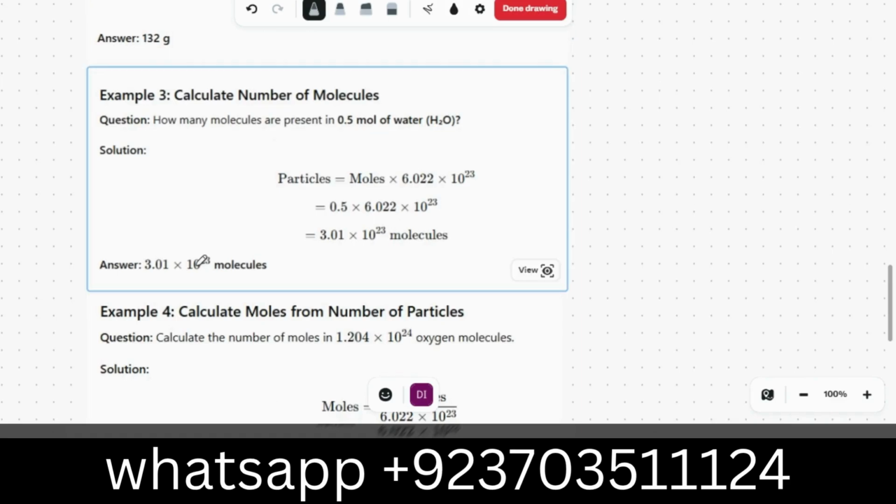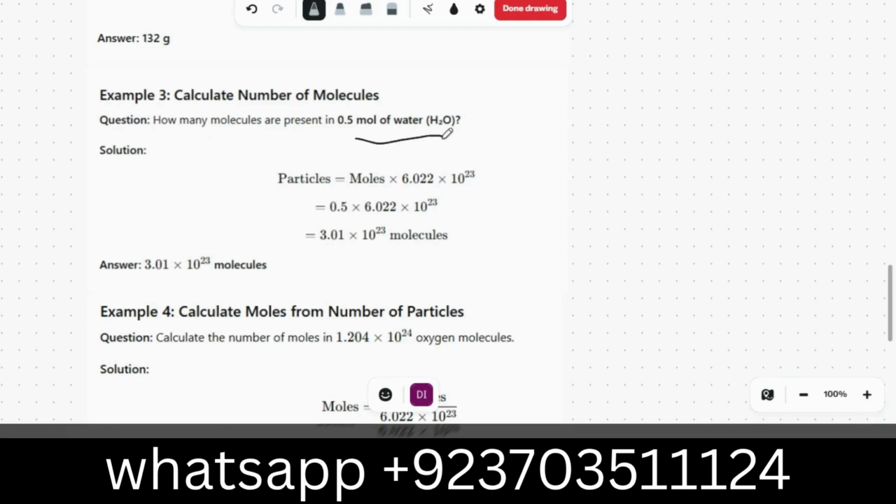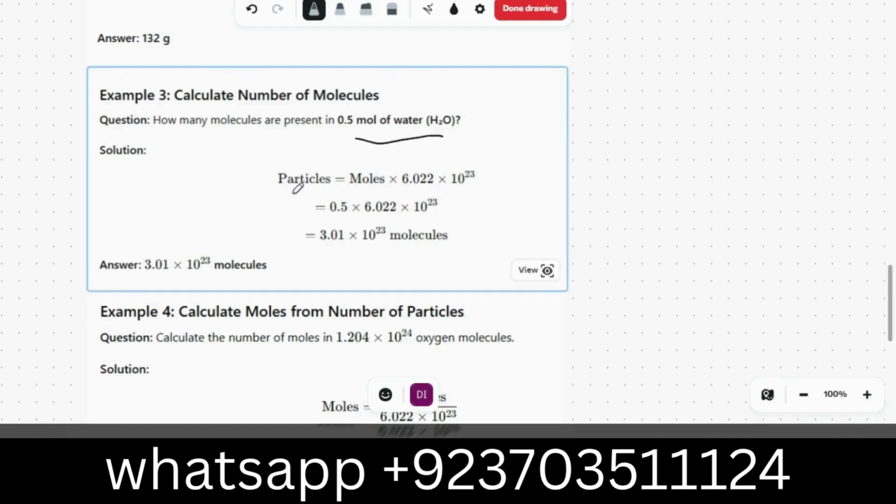Calculate the number of molecules. How many molecules are present in 0.5 moles of water? Molecules means we have to calculate particles. So particles is equal to moles times the Avogadro constant, that is 6.022 × 10^23. The moles are 0.5, so we multiply this. There are 3.01 × 10^23 molecules in 0.5 moles.